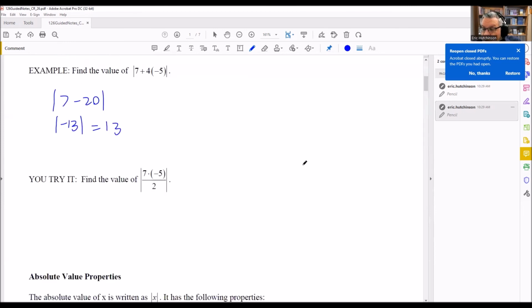Now we'll do one with some multiplication inside. Again, we'll work with the inside first. We'll do the top first. We get the absolute value of -35 halves. And then the absolute value just means that it's going to turn positive, and you get positive 35 halves.